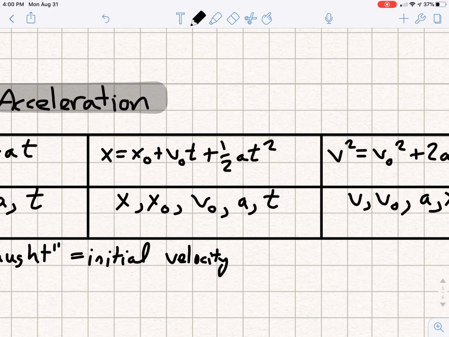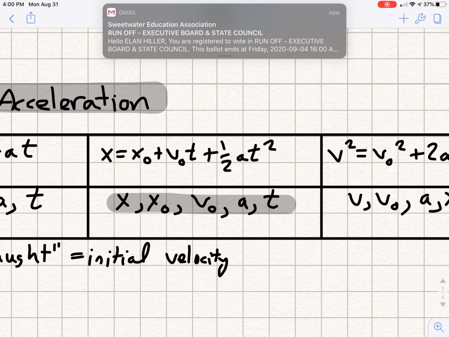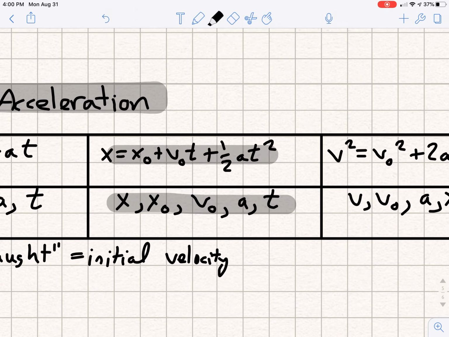In the second equation, if you have the variables x, x naught, v naught, a, and t, you would use this equation here, which is x equals x naught plus v naught t plus 1/2 times a times t squared.